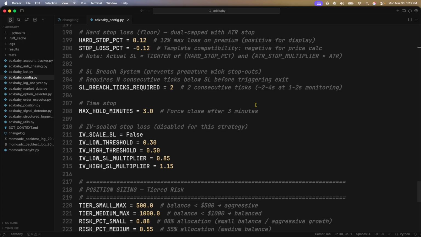A single wick was stopping us out of positions, but these positions were covered immediately after, I just kept monitoring them, right? Now what we're doing is requiring 2 consecutive wicks below in order for us to stop out of the position.